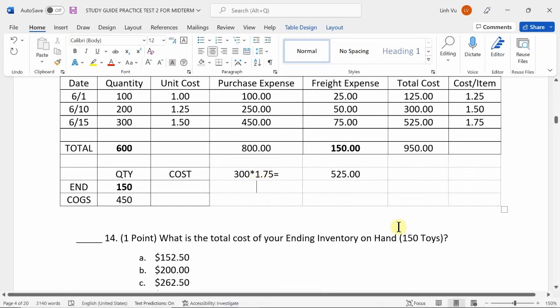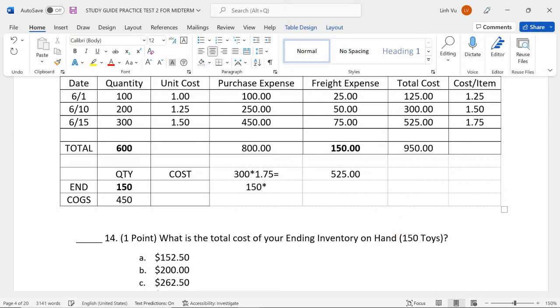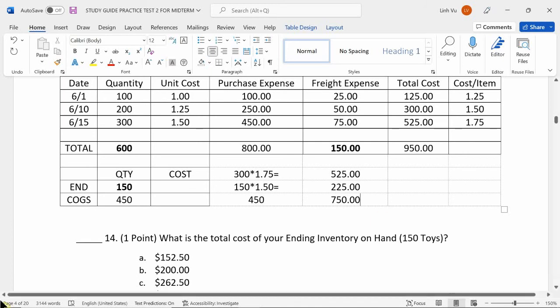Now I sold 300. I need to sell 150 more at $1.50. So $1.50 times 150 should give you $225. You add those all up, you should get a total of 450 units at a grand total of $750. Okay, and then there you go.